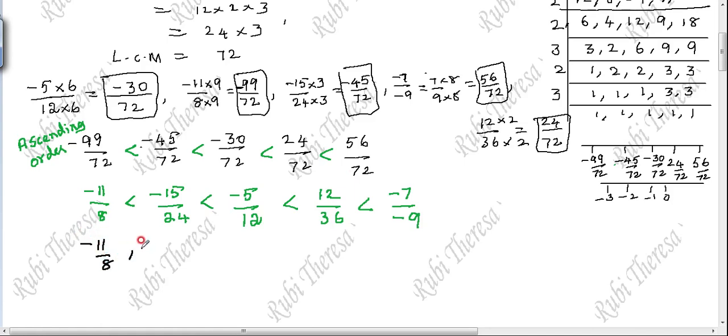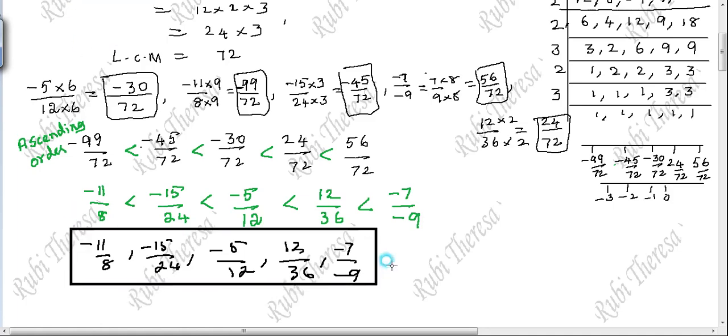Minus 11 by 8, minus 15 by 24, minus 5 by 12, 12 by 36, minus 7 by minus 9. So this is nothing but ascending order. This is the answer for ascending order.